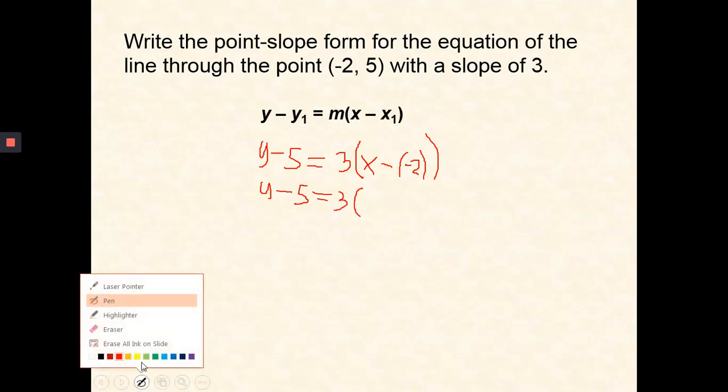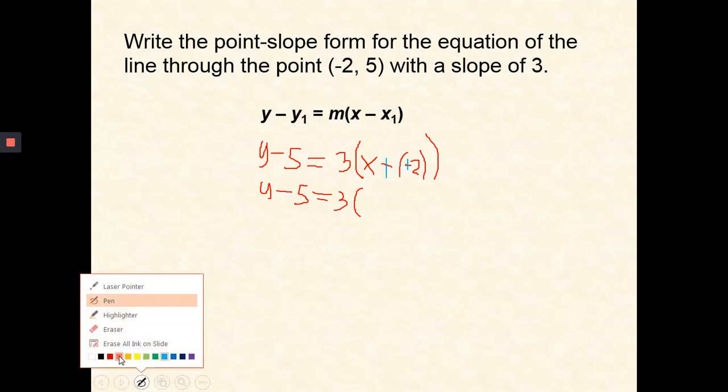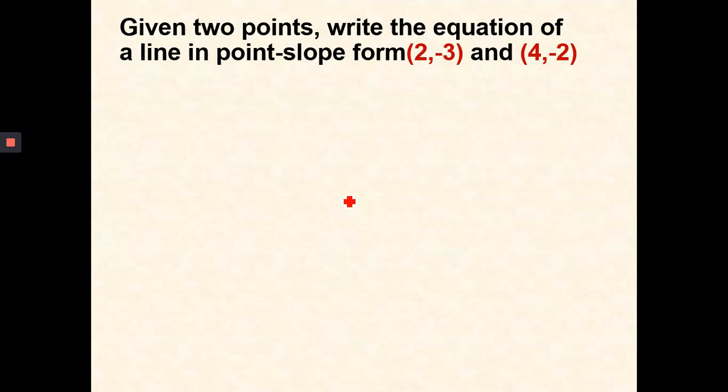Okay? Since the sign of your 2 is negative, we're going to follow the rules in subtracting integers. Change the sign of the subtrahend, so that will become positive, and this will become addition. Okay? So we now have x plus 2. Okay? So this is now the equation of the line in point slope form. Okay? So how about here?